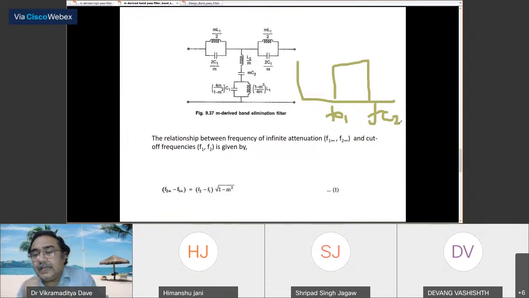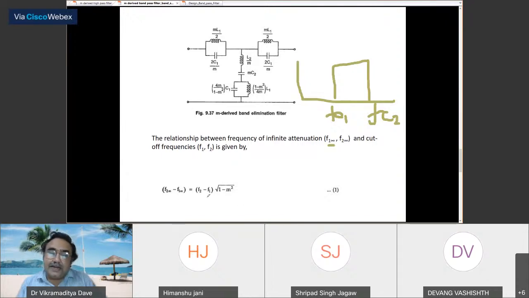Now here again we want two frequencies of infinite attenuation, because attenuation is required here. One will be near to FC1 and another will be near to FC2. Here I have not written FC1, simply F1 and F2, so don't get confused between my words and what is written. F1 is the same as what I am calling FC1, and F2 is the same as FC2. So these are the two infinite attenuation frequencies.